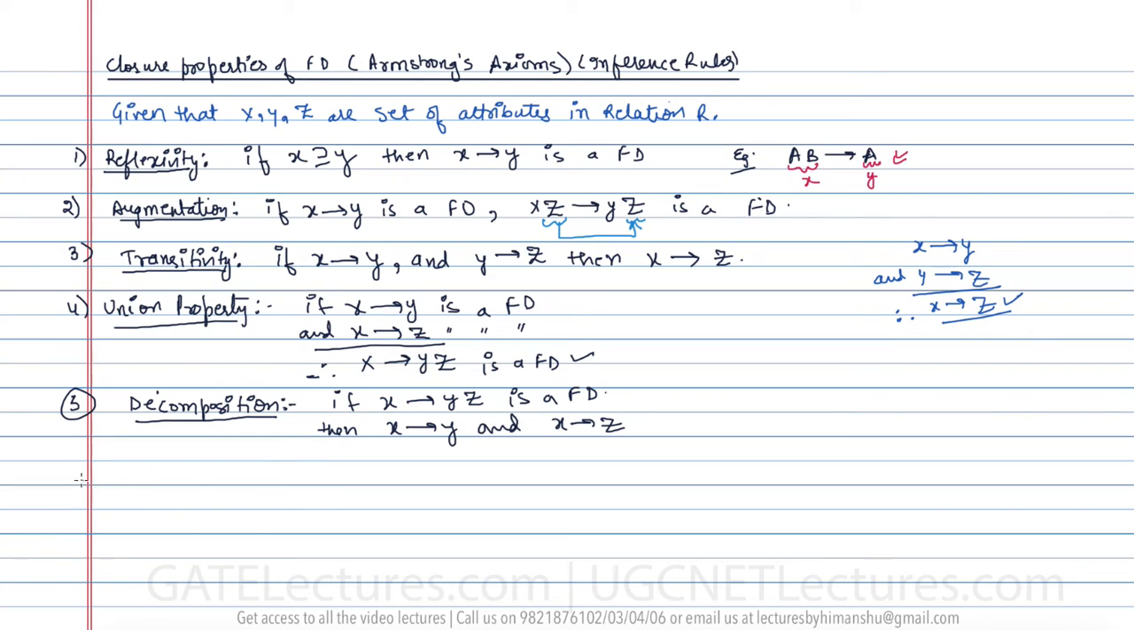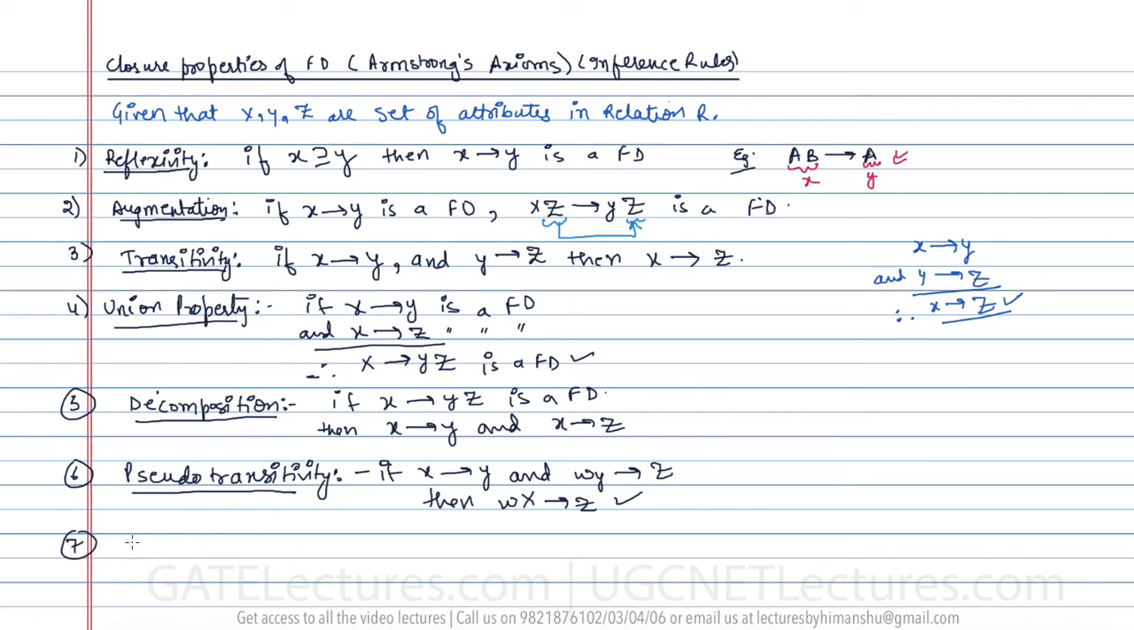The next one is called the pseudo transitivity property. If X determines Y and WY determines Z, then WX determines Z. This will also hold. The next property is the composition property. If X determines Y and Z determines W, then XZ determines YW, not YZ. So this property also does hold.